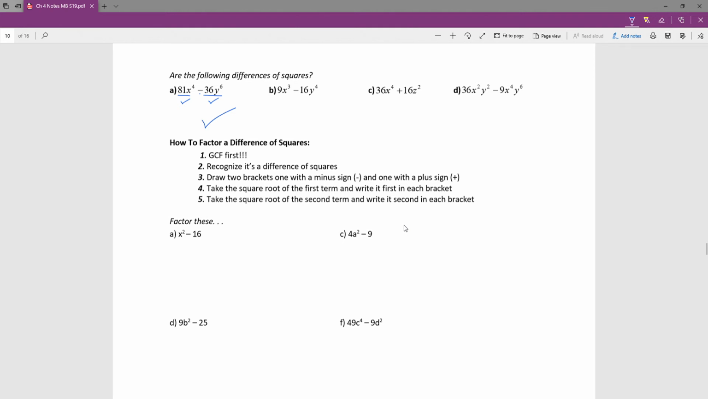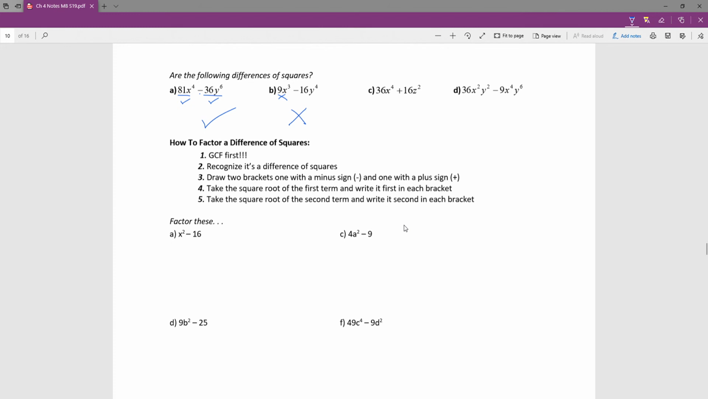For B, I've got 9, great. x cubed, as soon as we see an odd exponent here, that is a problem. That's not a perfect square. And so that disqualifies this from being a perfect square polynomial. We can't factor it with our understanding of a difference of squares.